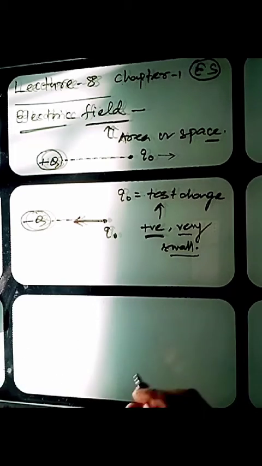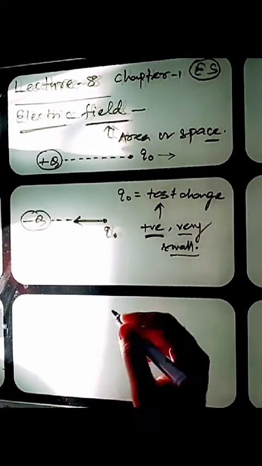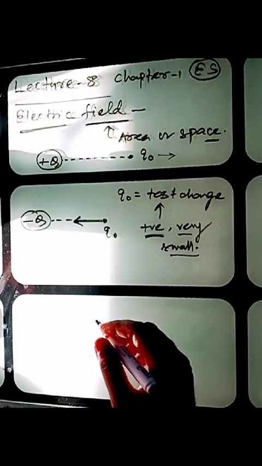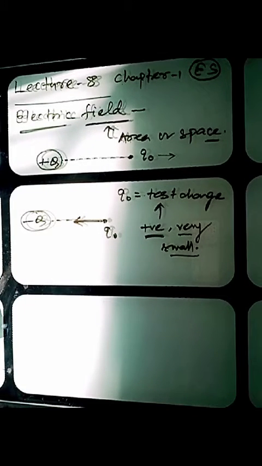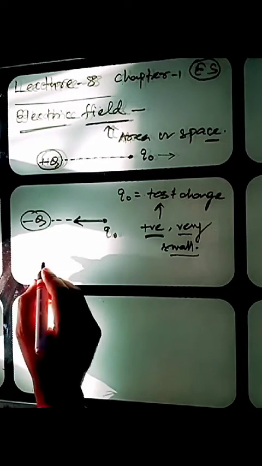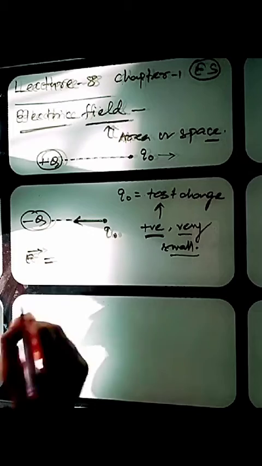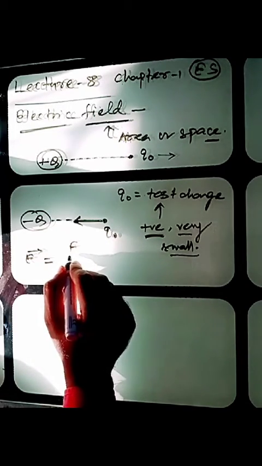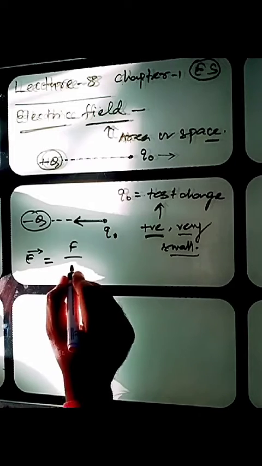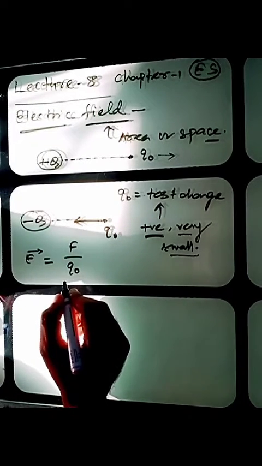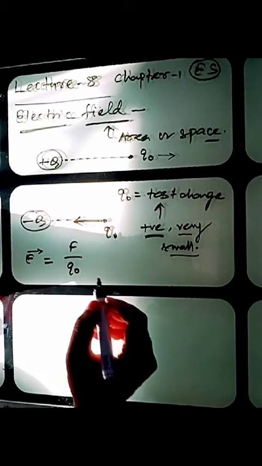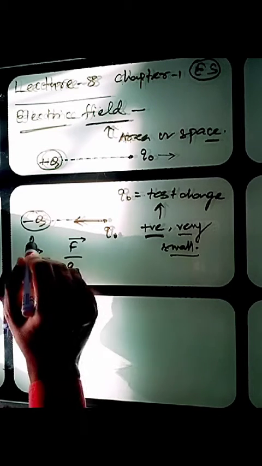Now students, this is the definition, but mathematically you need to define this electric field in another way so that you can solve numerical questions from here. Now we will define mathematically this electric field. So the electric field mathematically is defined as, remember, it is a vector quantity. It is defined as the electrostatic force per unit test charge. It is Q naught, force per unit test charge. This is the vector quantity.